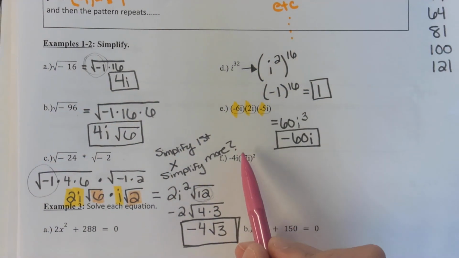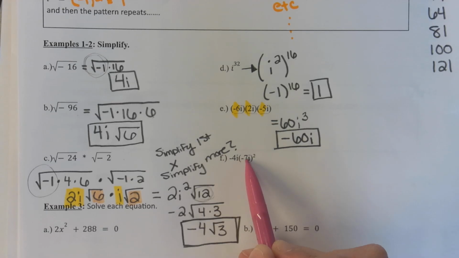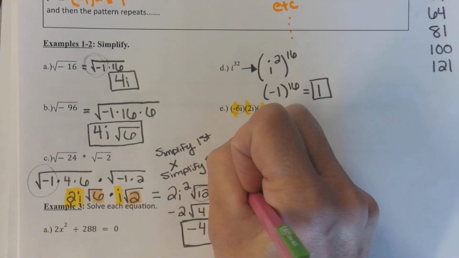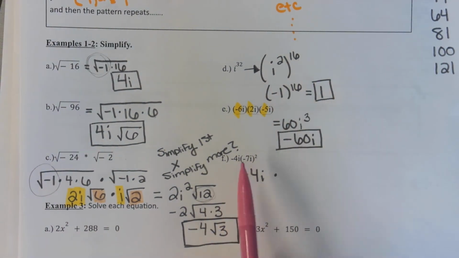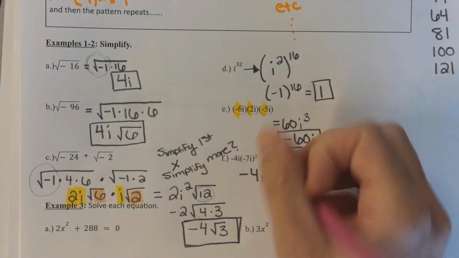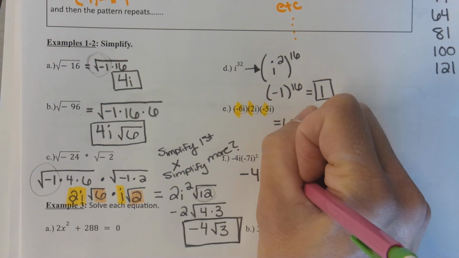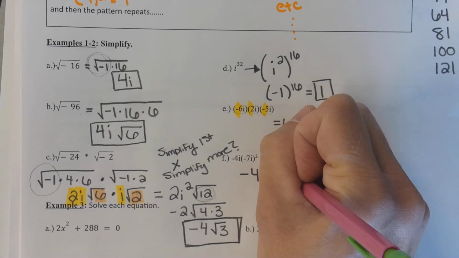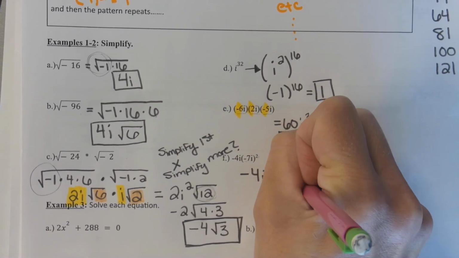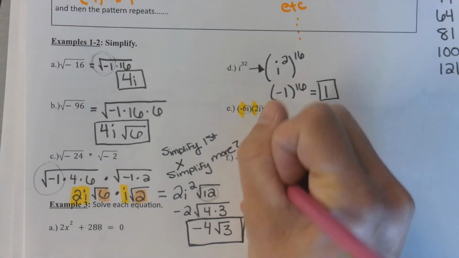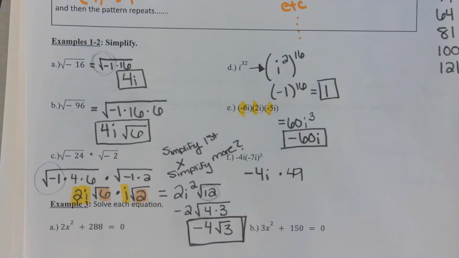All right, so first we need to square. Always think back through order of operations. Remember, if there are parentheses, we've got to do that first. So I'm going to leave the negative 4i alone out front for just a moment. If I square negative 7, so negative 7 times negative 7, what do I get? 49. And then if I square the i, I get i squared.